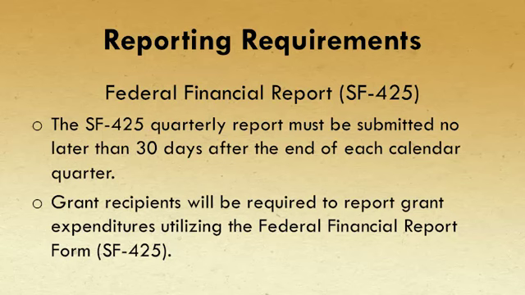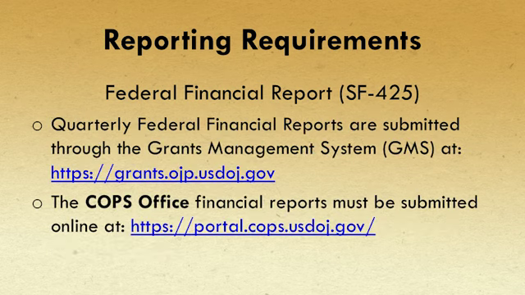We also have here the link to GMS for OVW and OJP recipients to submit the reports. Each financial report is due no later than 30 days after the end of the quarter. If the report is late, then the system will place an automatic hold on funds, so it's important to remain compliant with this requirement. Also listed here is the COPS website for recipients to submit their financial reports. First, we'll go through how to submit the report in GMS for OVW and OJP recipients, and then Bill will follow up with a demonstration for COPS recipients.